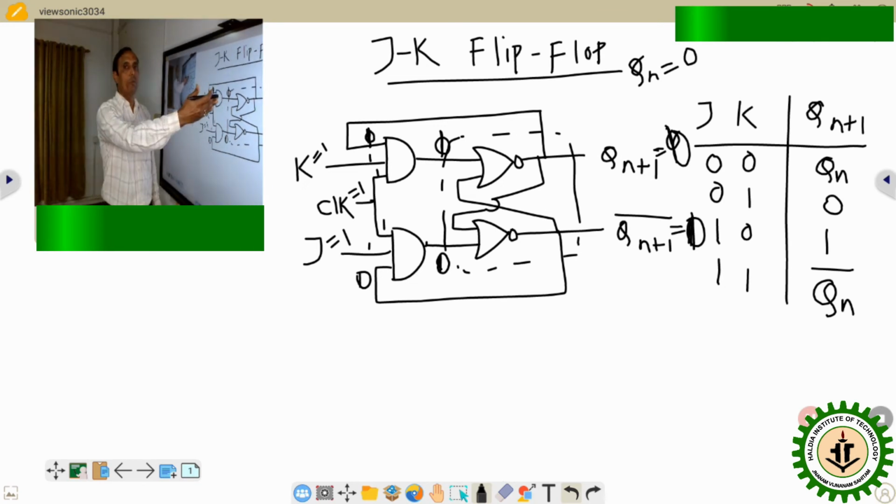That means whatever the current output is, the next output will be changed. If it is 0, it will be 1. If it is 1, it will be 0. So the problem which occurred in the SR flip-flop is not happening in this case. So the JK flip-flop is a modification of the SR flip-flop to solve that problem in the case of the 1-1 condition. So, state diagram.